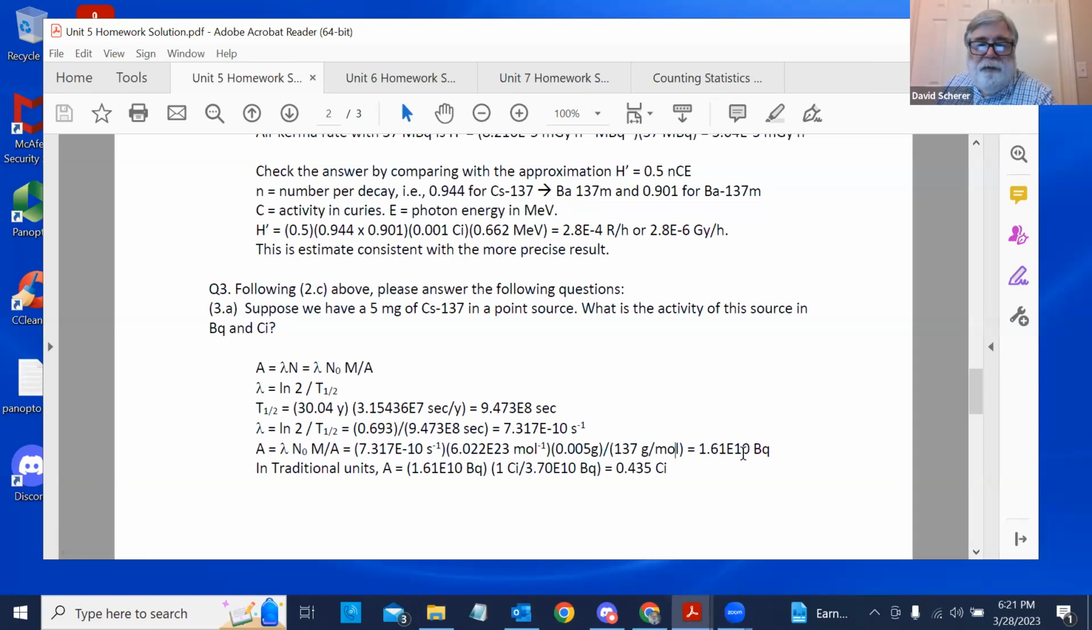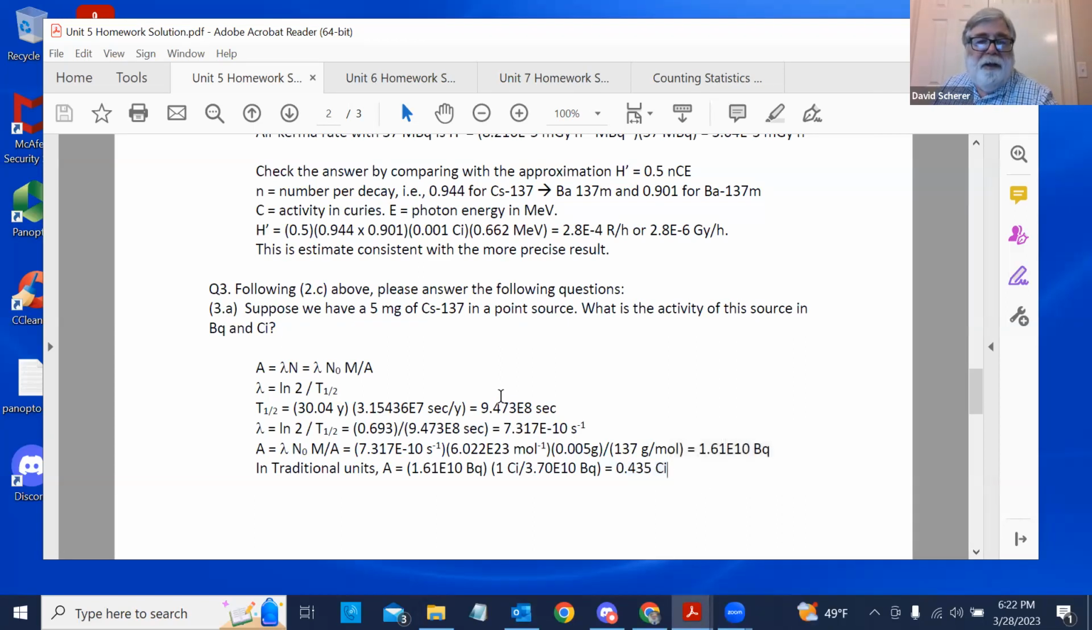Then I had to convert it to traditional units because that's what the problem asked for, becquerels and curies. So I had to make sure that the units are per second. They all worked out to be per second. The moles canceled out, the grams canceled out. I ended up with just per second. So for the activity, I have the activity in becquerels, and then 1 curie is 3.7 times 10 to the 10 becquerel. The definition comes from the activity of 1 gram of radium. And so it was 0.435 curies.